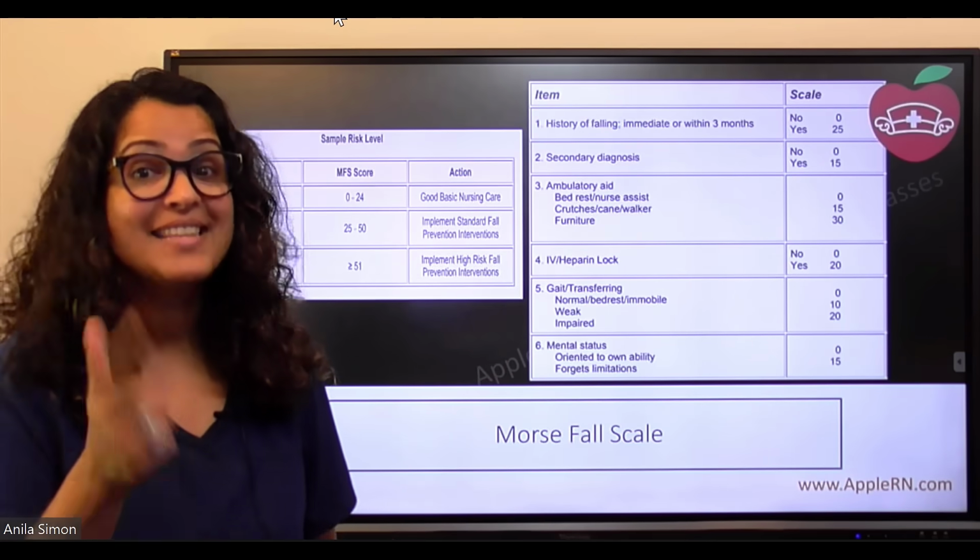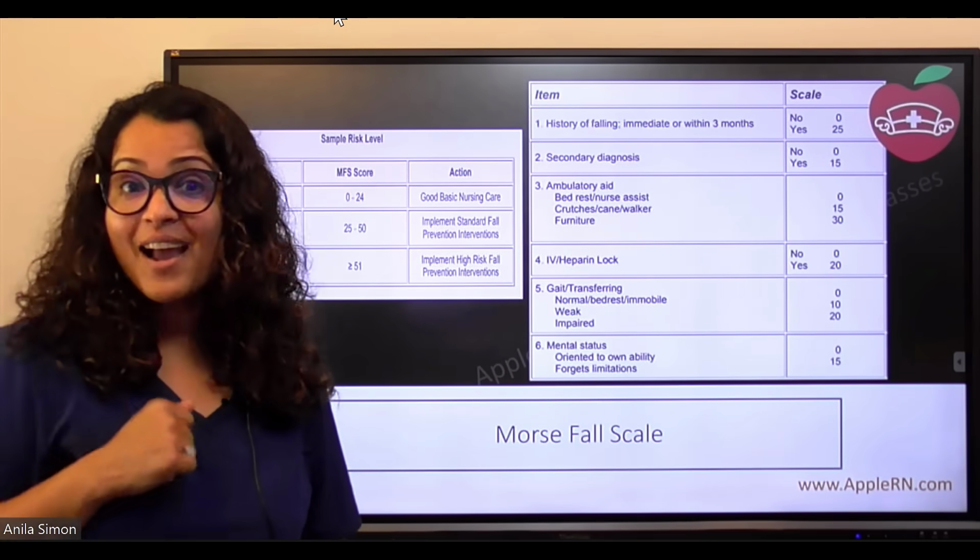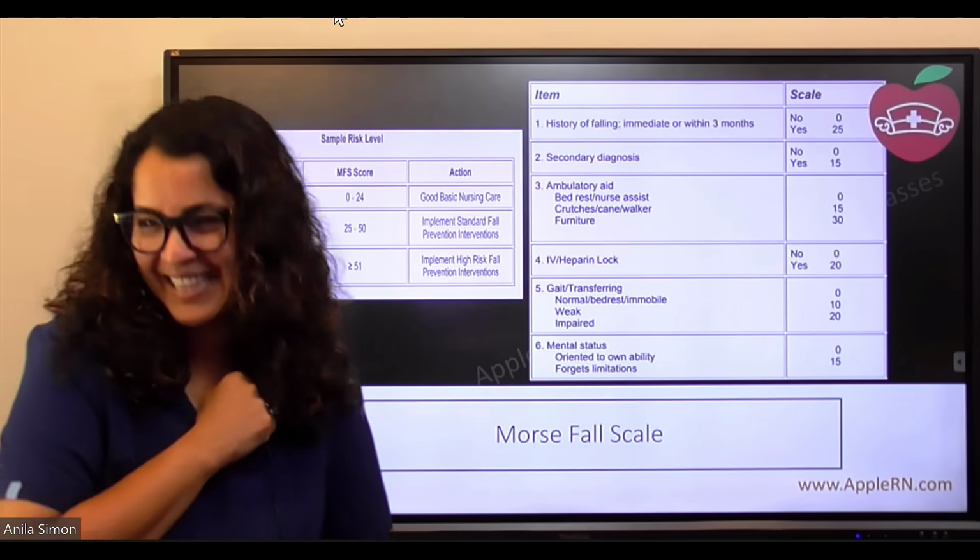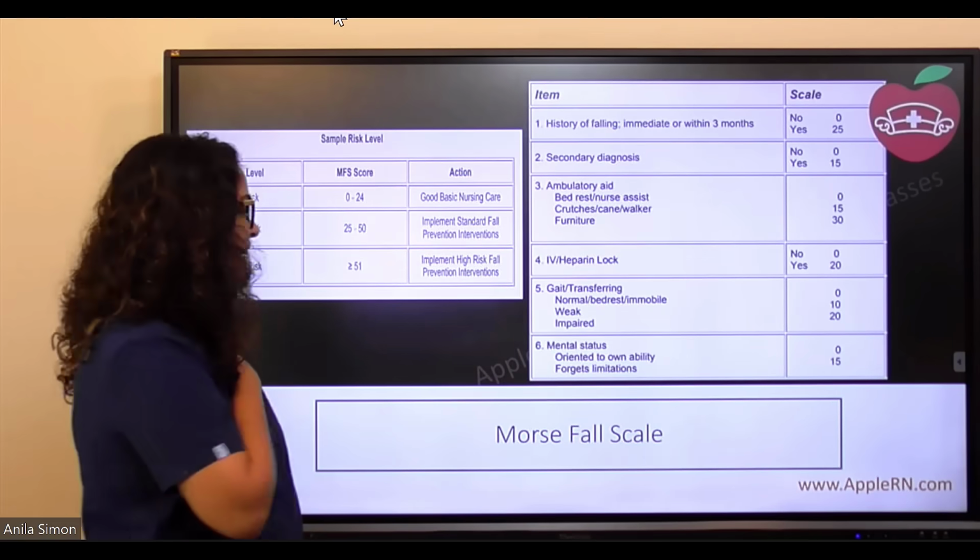Apgar score, yes, you have to. Rule of 9, yes, you have to. Okay, those things we have to remember.